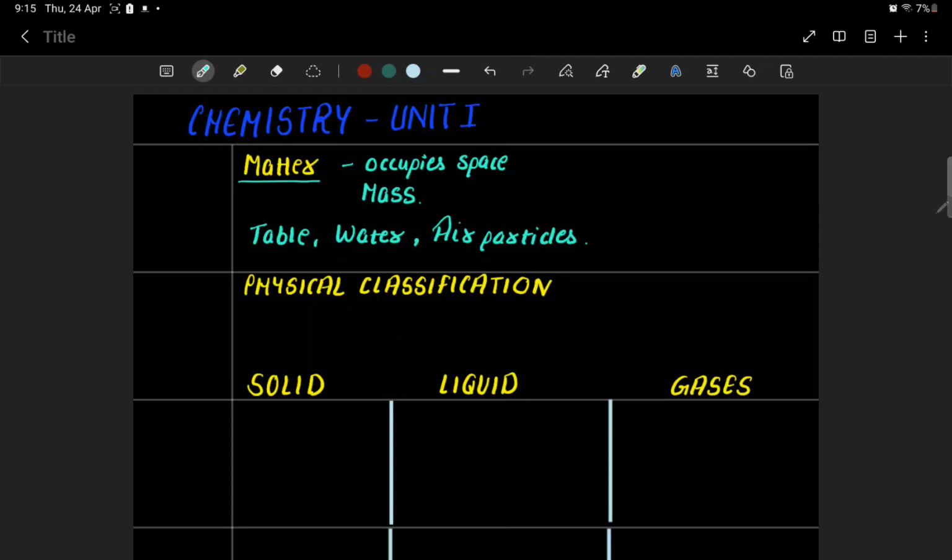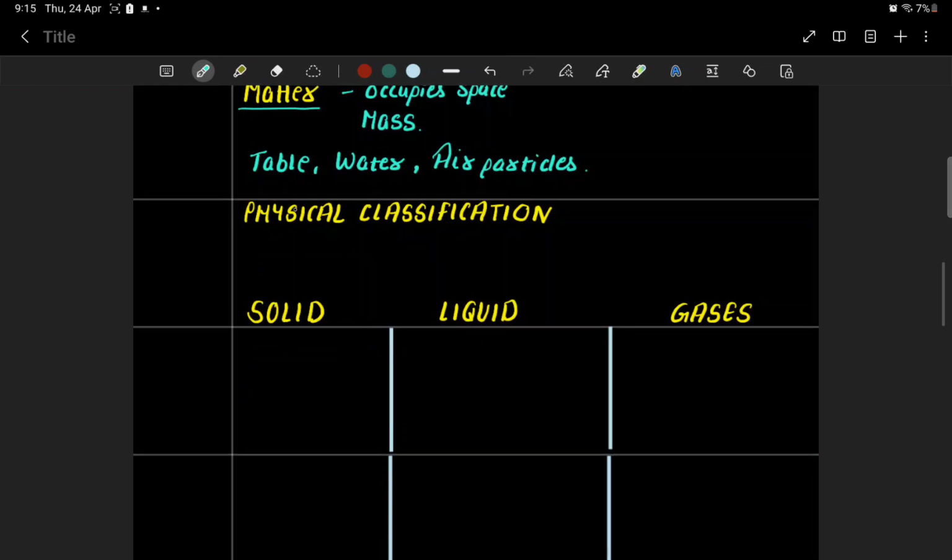So, when it comes to classifying matter, we can classify it in two parts. Firstly, we can classify physically through observable properties, be it the volume, arrangement, shape. So when we physically classify matter, we classify them in solids, liquids, and gases.